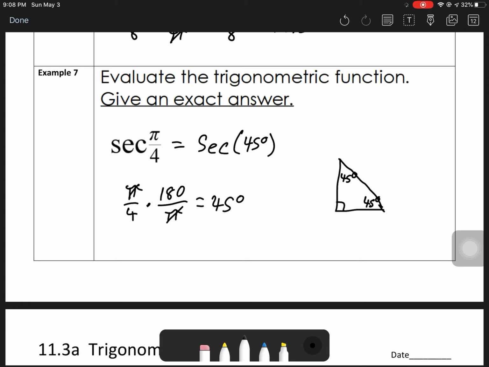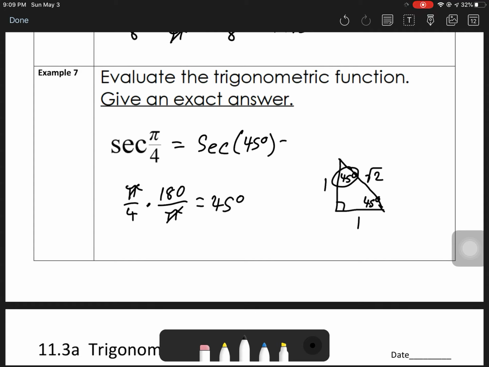So the relationship with the 45, 45, 90 is that the legs are going to be the same, and then the hypotenuse is the leg times the square root of 2. So for the legs in this example, we're just going to say they are 1, and then 1 times the square root of 2 gives us square root of 2. Okay, so it doesn't matter which 45 we use for this. Either one, it's going to give us the same thing.